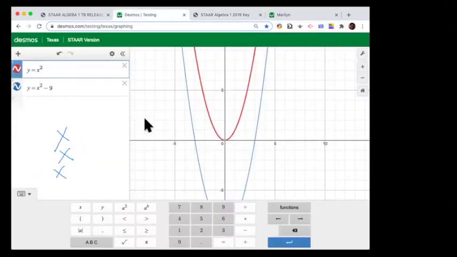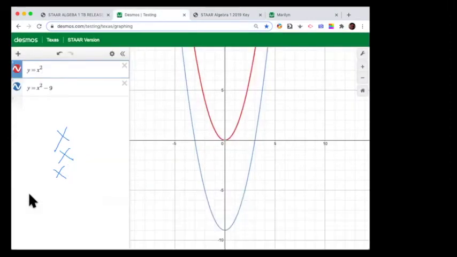So Desmos did, again, a lot of the heavy lifting, and don't take it for granted. This is a great resource to allow you to determine the values, illustrate them, and determine the truth of what the statements are in relation to the graphs that you're given.